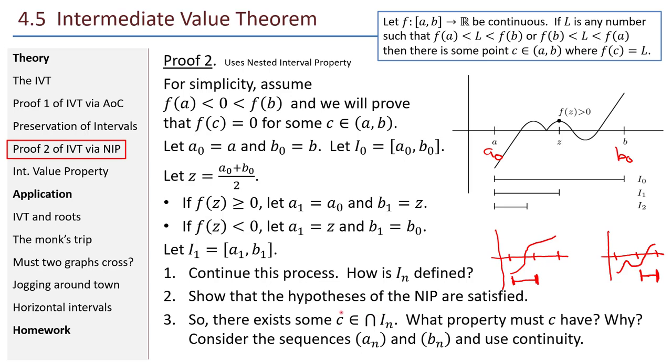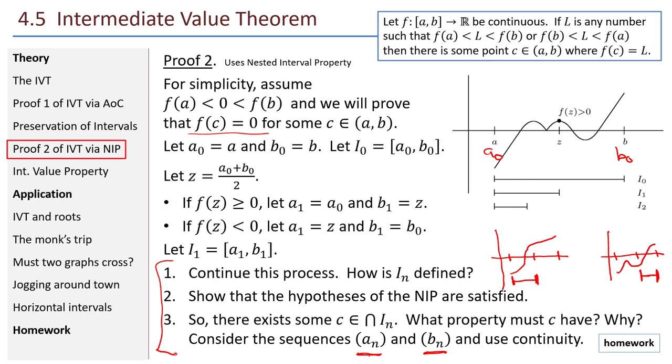So, by the nested interval property, there has to exist some c that's contained in the intersection of everything. What property must c have? Probably f of c equals 0, right? But why is this so? It's because we can consider sequences of left endpoints and sequences of right endpoints and use continuity. And that is actually one of your homework problems. So for homework, focus on these 1, 2, and 3, prove those carefully, and submit that as part of your homework.